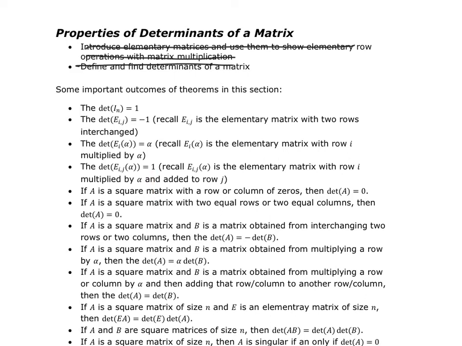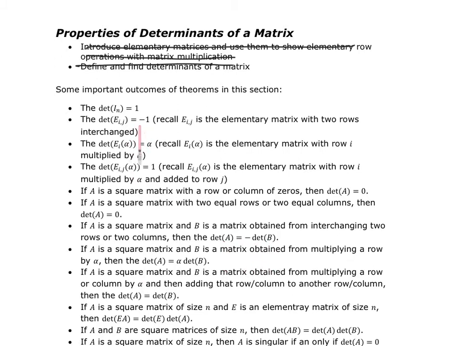And then if we have a square matrix where there's one row or one column of zeros, the entire row or column is zeros, then the determinant ends up becoming 0. If A is a square matrix with two equal rows or two equal columns, the determinant is also equal to 0. If A is a square matrix and B is obtained by interchanging two rows or two columns, then the determinant of A is going to be equal to the negative determinant of B.